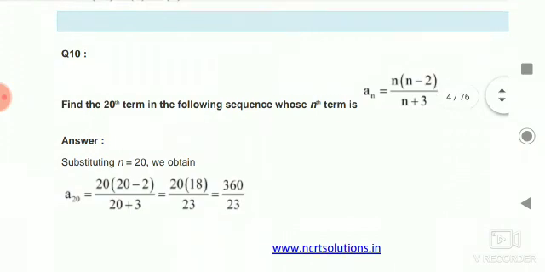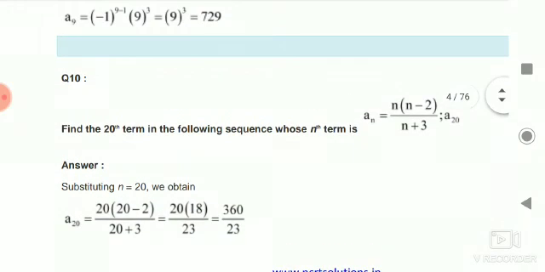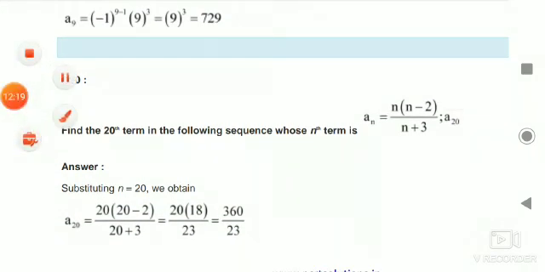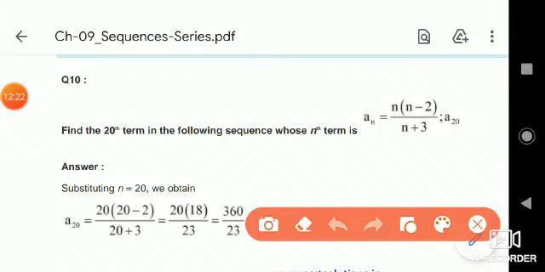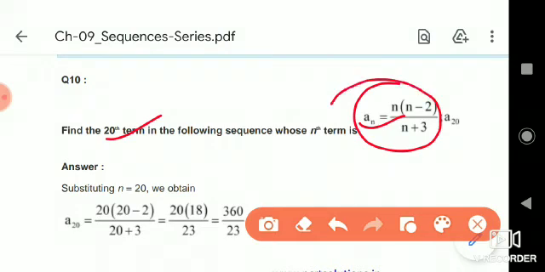Let me consider the next example, the 10th example. Find the 20th term of the following sequence whose nth term is an = n(n-2)/(n+3). The nth term is given to you, and they are asking you to find a20. Therefore n is replaced with 20.